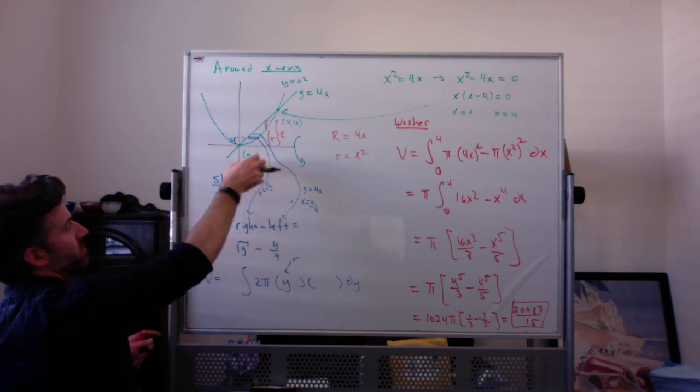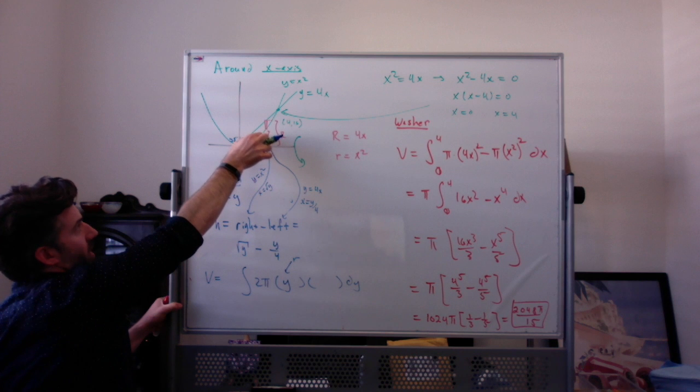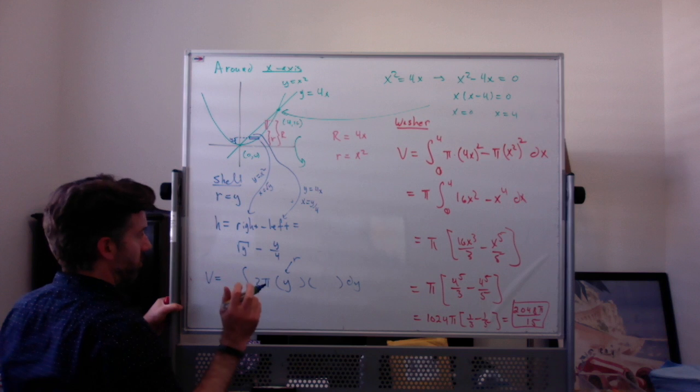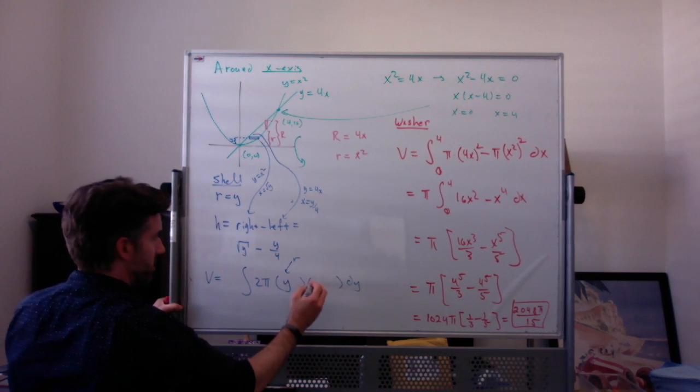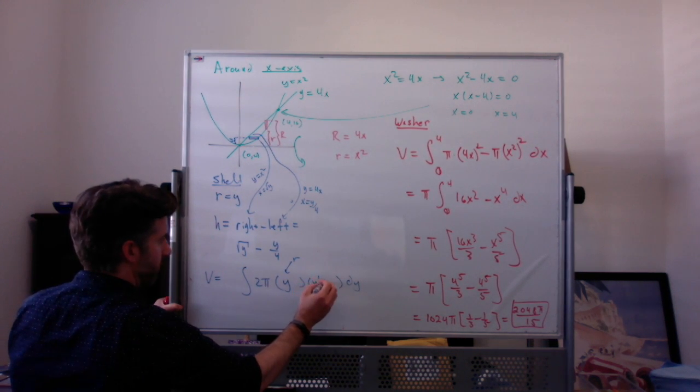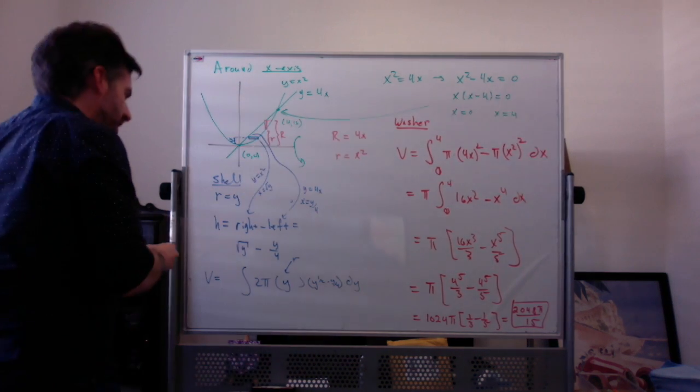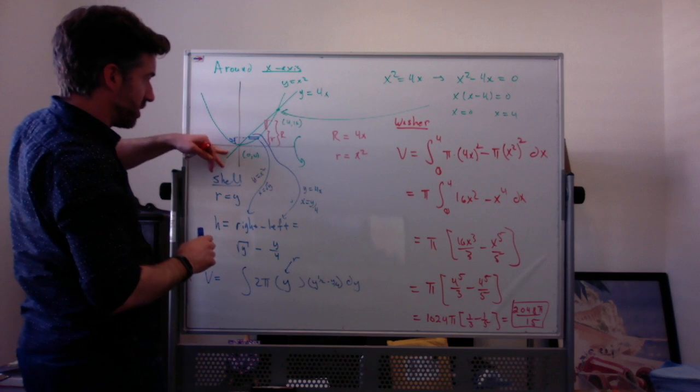And the height is given by the length of this, which is the right minus left if it's horizontal, or top minus bottom if it's vertical. So it's going to be the square root of y, or y to the 1/2, minus y over 4. And the limits of integration are going to be from 0 to 16.